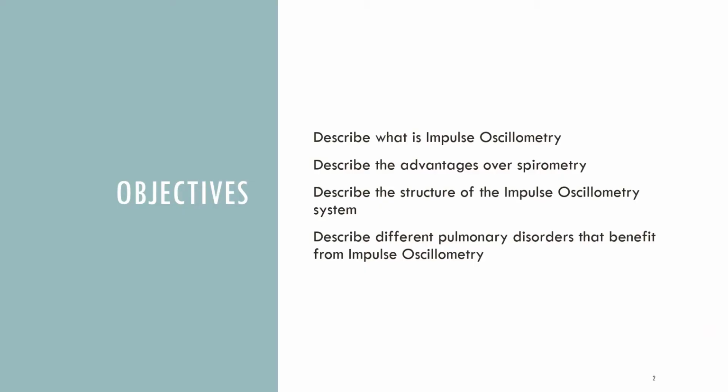Today's objectives are, first, I'm going to describe what impulse oscillometry is. Basically, it's a variant of forced oscillation technique first described by Du Bois over 30 years ago. Secondly, I will be describing the advantages over spirometry. There are certain advantages, and one of the major advantages is that it doesn't really take a lot of patient effort to get good values.